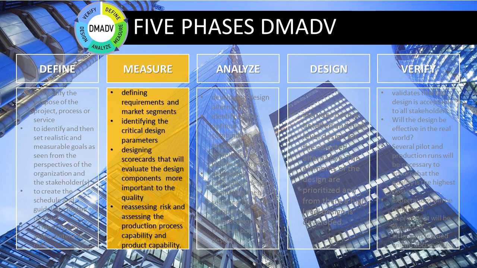Next comes measuring the factors that are critical to quality, or CTQ. Steps taken should include defining requirements and market segments, identifying the critical design parameters, designing scorecards that will evaluate the design components more important to the quality, reassessing risk, and assessing the production process capability and product capability.